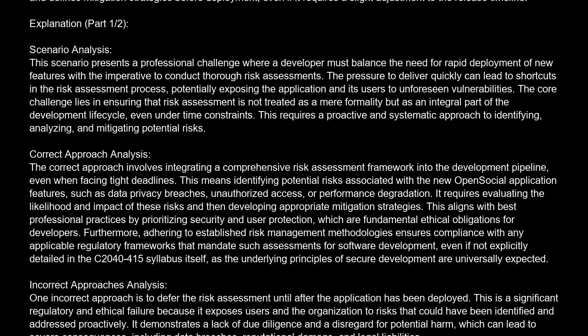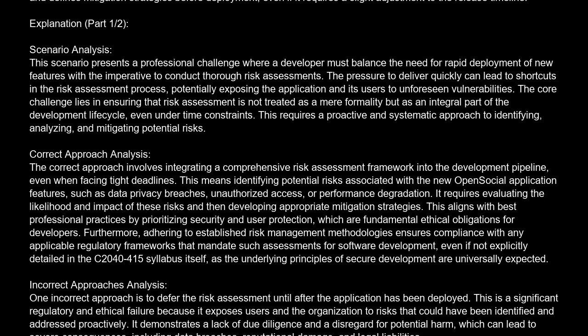Correct answer is A. Conduct a comprehensive risk assessment that identifies potential vulnerabilities, evaluates their likelihood and impact, and defines mitigation strategies before deployment, even if it requires a slight adjustment to the release timeline. Explanation. Scenario analysis. This scenario presents a professional challenge where a developer must balance the need for rapid deployment of new features with the imperative to conduct thorough risk assessments.